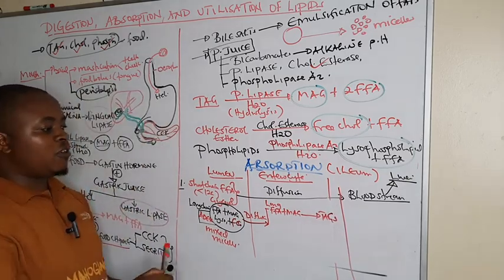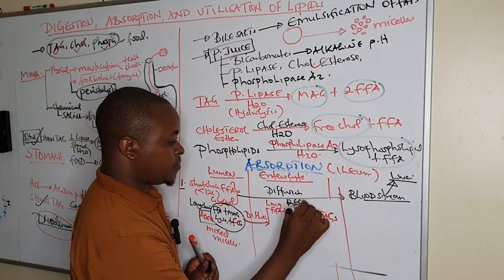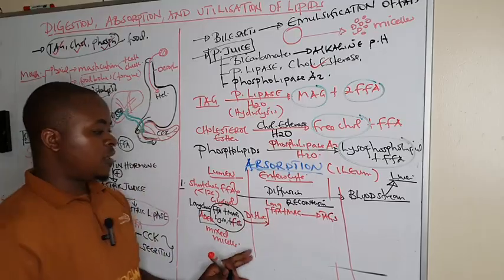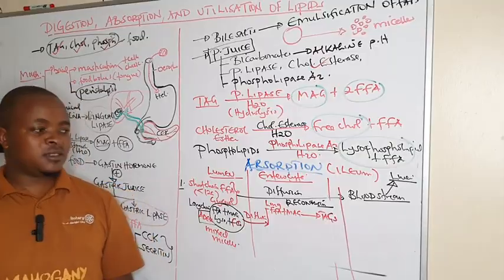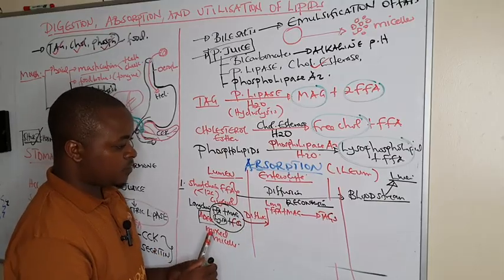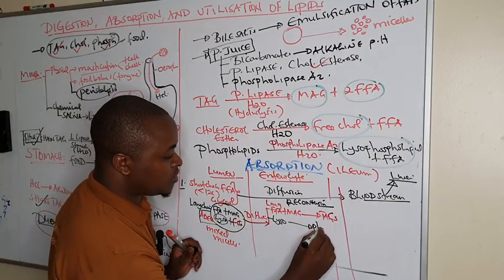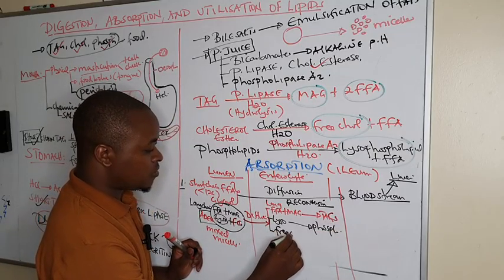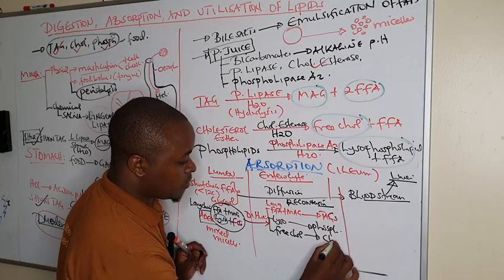So we are seeing reconversion. Here the point is reconversion. The free fatty acids combine together with MAG to form triglycerides, whereas the lysophospholipid, which was formed, is converted back to phospholipid. The free cholesterol, which was formed, is also reconverted to cholesterol ester.